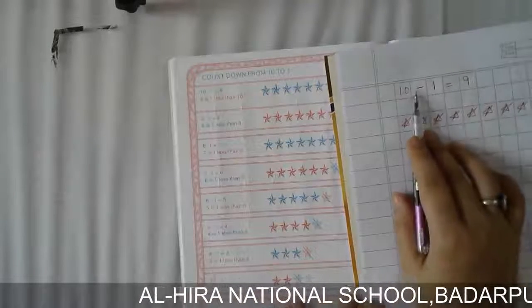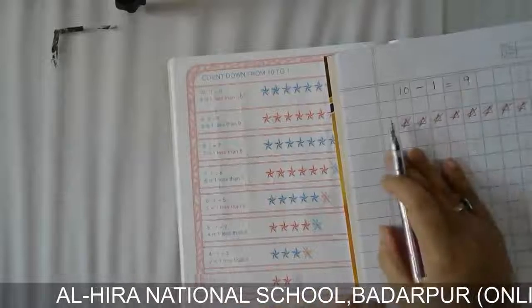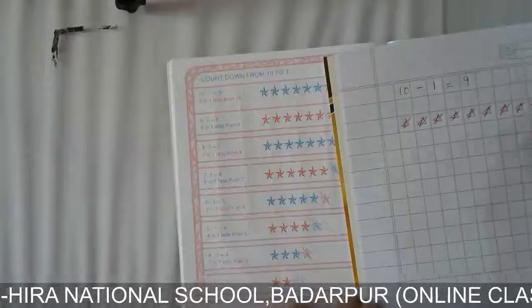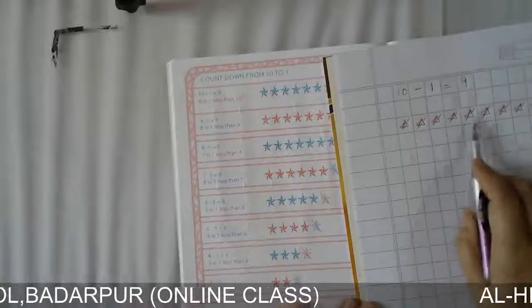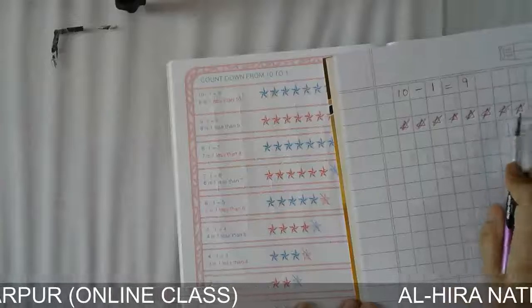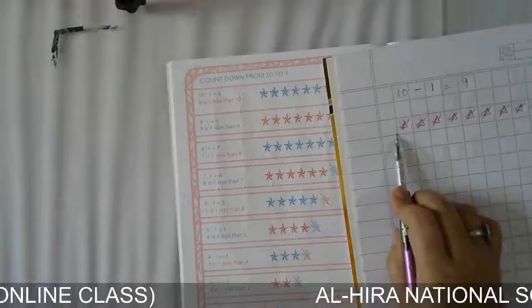From these 10 stars I am cutting 1 star. Since it is minus, minus means reduction. So we are cutting 1 star. So how many left? 1, 2, 3, 4, 5, 6, 7, 8, 9. 9 stars are there. So it is 9 stars here.